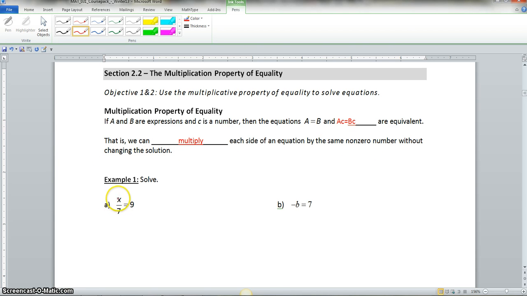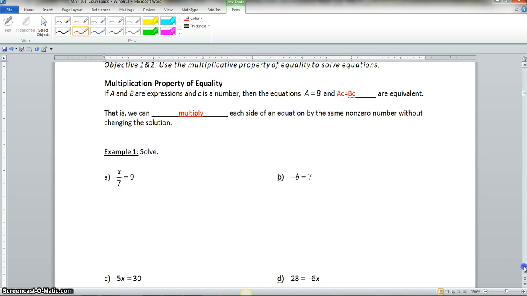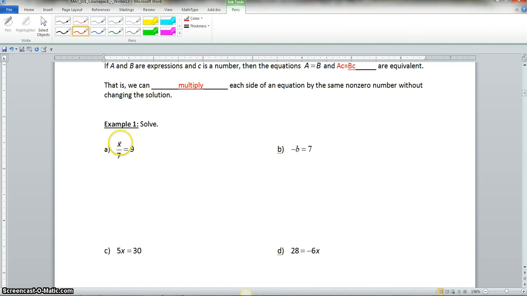Example 1. We have x divided by 7 is equal to 9. Now we know in order to get the variable by itself, we would do the opposite operation of the number that's connected to the variable. The opposite of division is multiplication. So we will multiply each side by 7. Now we can make this 7 over 1, and these 7's will simplify out and leave us x. So x is equal to 9 times 7, which is 63.